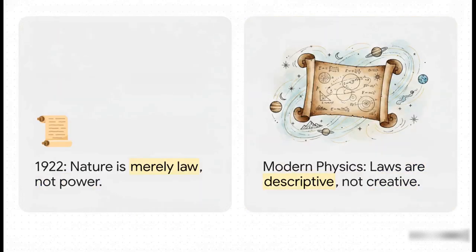And then we hit another massive parallel when it comes to the laws of nature. Nursi insisted that nature is merely a set of laws, not a power in and of itself, and modern physics completely backs this up. Natural laws, think gravity or thermodynamics, they're just descriptive. They describe what happens, but they absolutely do not possess the creative power to bring themselves into existence or to enforce themselves. They are the rules, not the ruler.